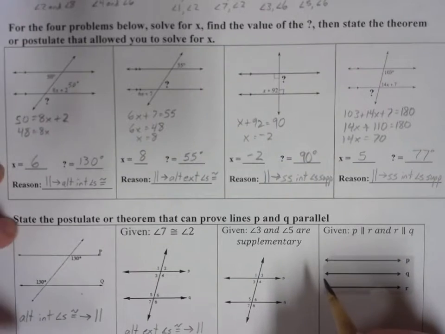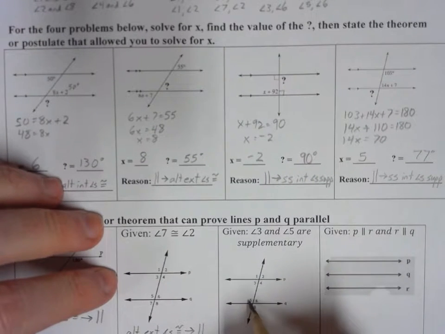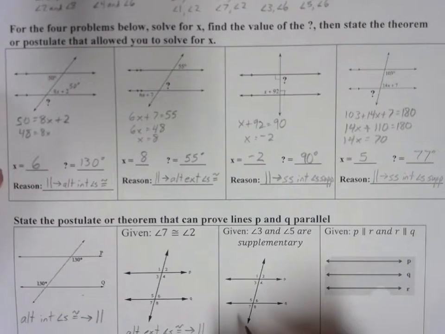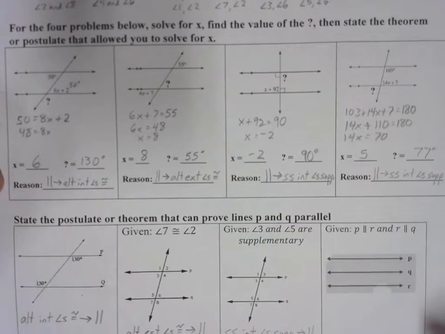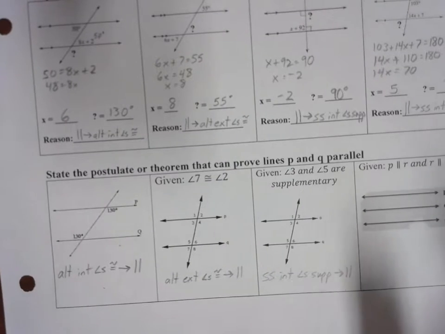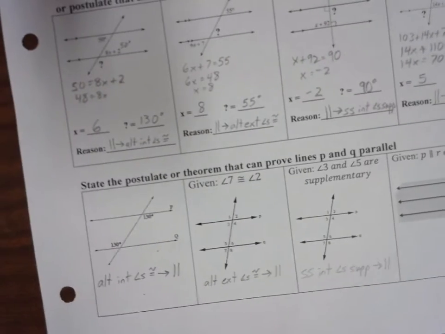Angles 3 and 5 are supplementary. Those two are same side interior angles, and when same side interior angles are supplementary, it means that the lines are parallel. Move that up so you can see better. There we go.